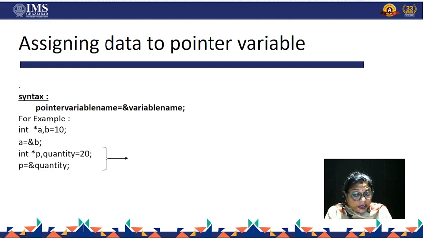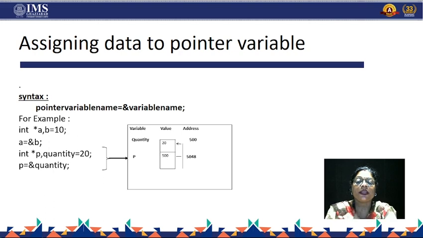In the other case, an integer type variable quantity and an integer type pointer p. Quantity holds the value 20. Once I say p equal to ampersand quantity, quantity will be stored at memory location 101. That memory location will be assigned to the pointer p, as in this case. Over here, quantity and p are variables, and quantity holds 20 and the memory location is 500. The address is 55048. It will be something like that. The value will be stored over there, and the memory location will be assigned to a particular variable.